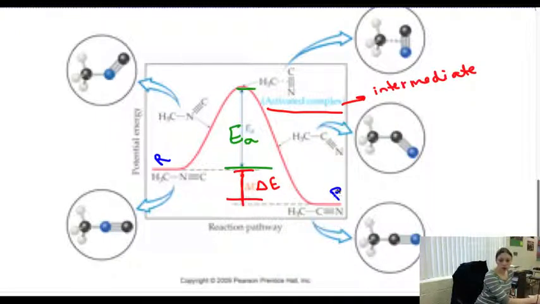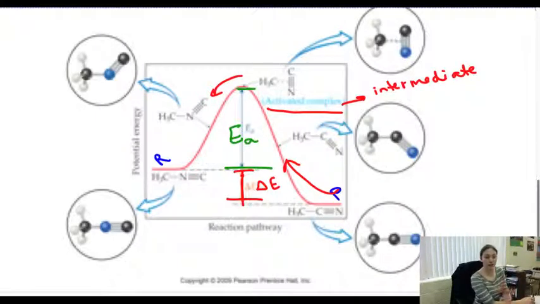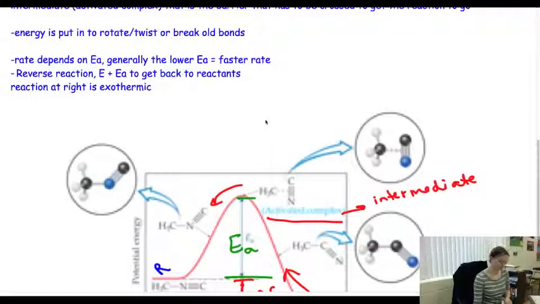So if I wanted to go back this direction, my activation energy would now be this plus the amount of energy. I have to put all of this energy to get back up here, go back over this hump. So this reaction is not very likely to go back the other way because it actually takes more energy to get it to go that direction than it did to get it to go to the right. Okay? And again, this reaction is exothermic because my product is lower than my reactant.